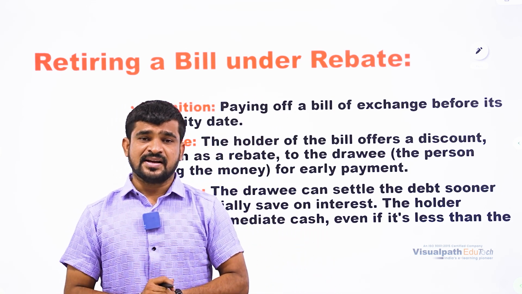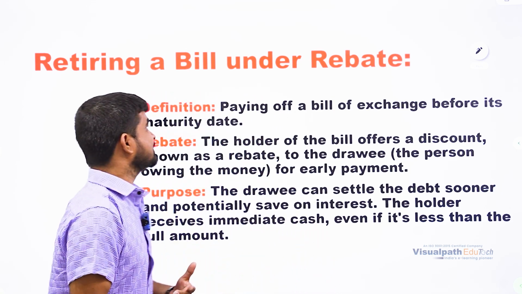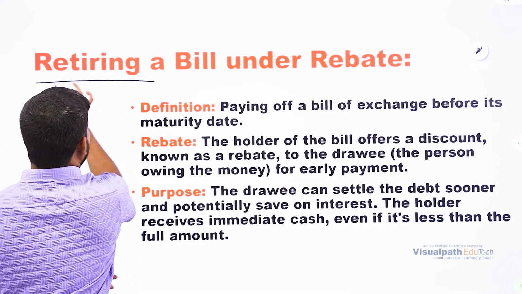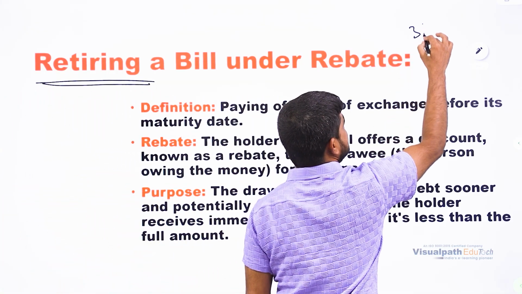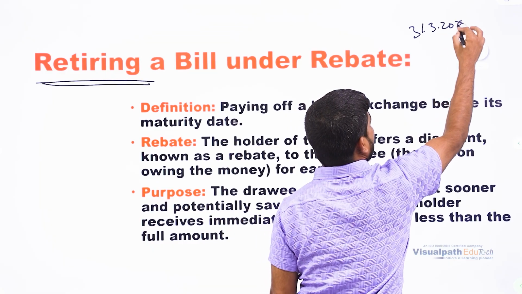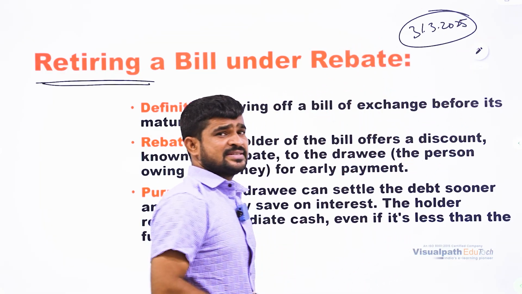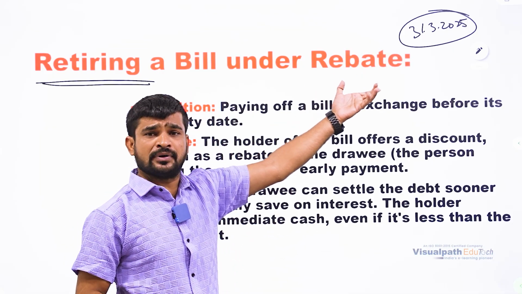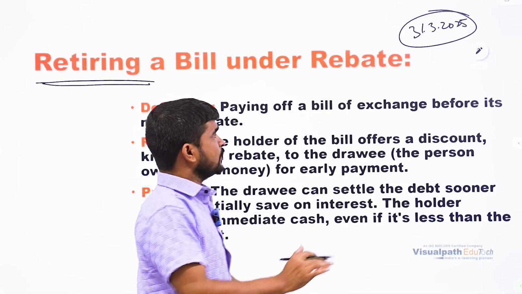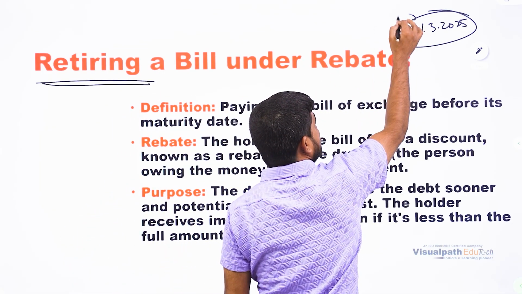Now we'll discuss retiring of bill. First we'll understand what is meant by retiring of bill. Retiring of bill means, as we discussed, the maturity date is, for example, 31st March 2025. On this date the bill has to be honored. But before this date, for example, we'll take February, before this month, meaning February.